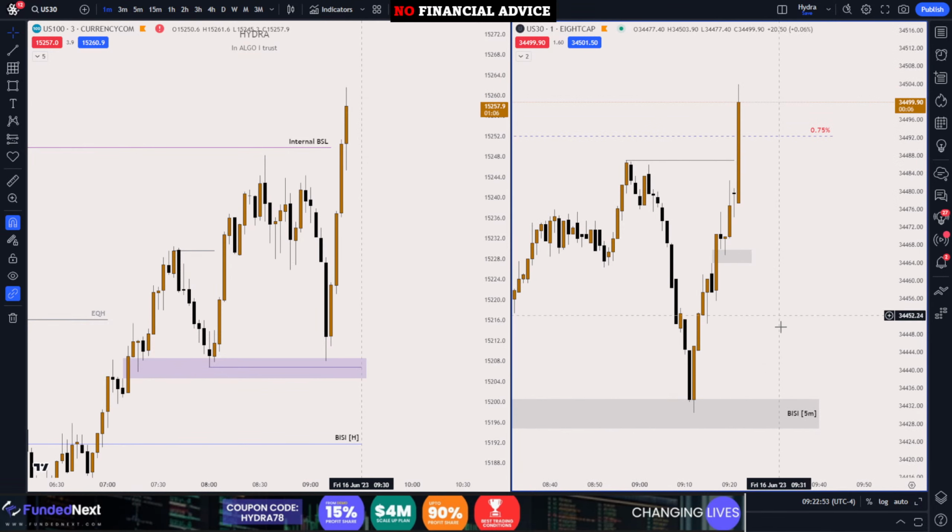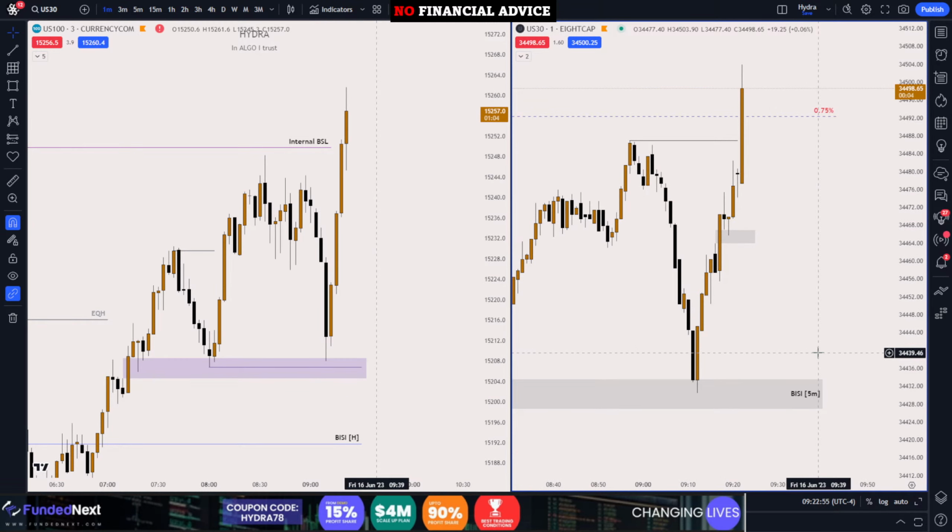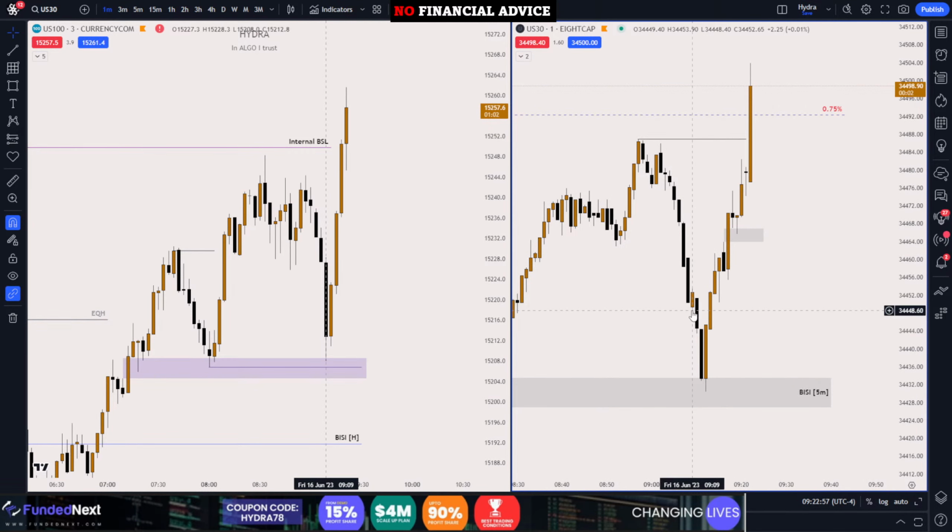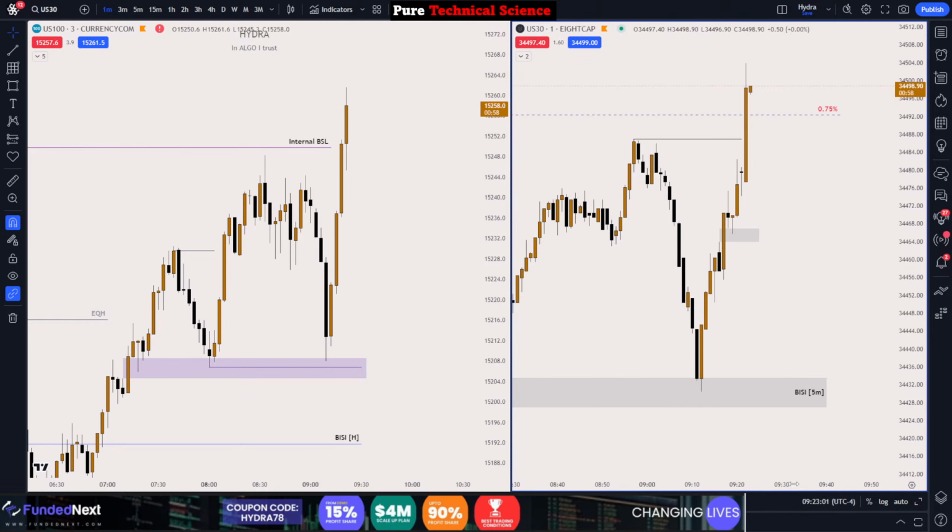Even though there wasn't any setup that I could have taken other than the inversion setups that I see, it doesn't match my time. Price is delivering outside of my time today. Like this drop happened before the macro, when my macro started, and this reversal happened before my macro started.